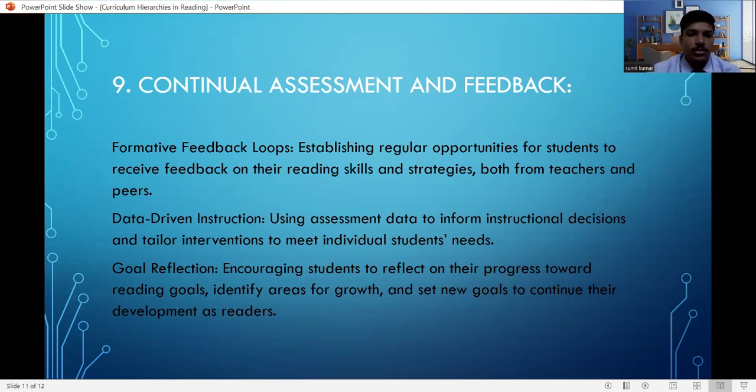Data driven instruction means using assessment data to inform instructional decisions. In education, teachers collect various types of data such as test scores, classroom assessments, and observations to understand how well students are learning. They then analyze this data to identify areas where students may be struggling and areas where they excel. The third is goal reflection. Goal reflection is like taking a moment to look in the mirror and see how close you are to reaching your target. In simple terms, it means thinking about the goals you have set for yourself, considering your progress, and deciding if any adjustments are needed.